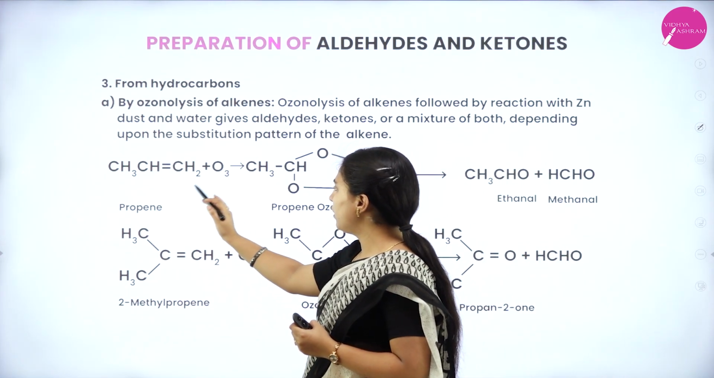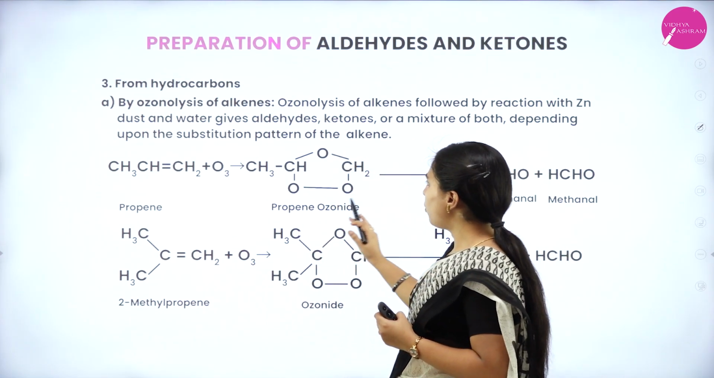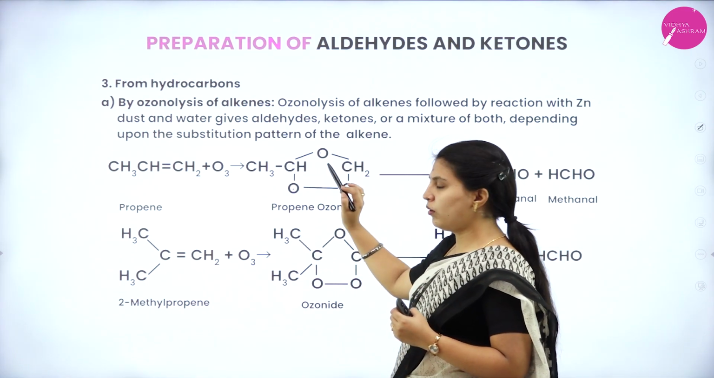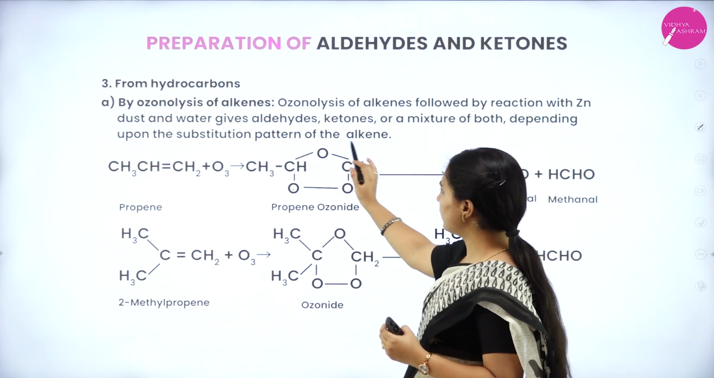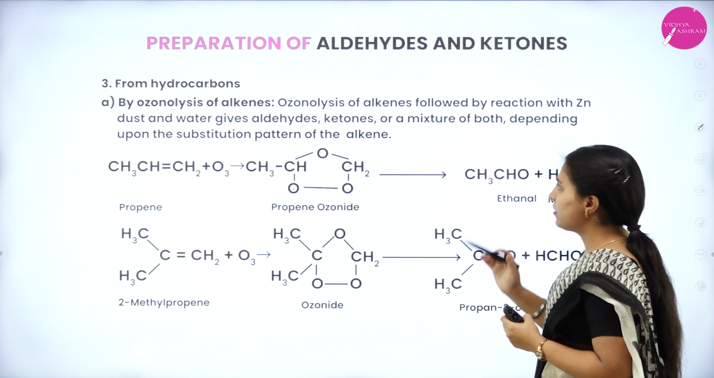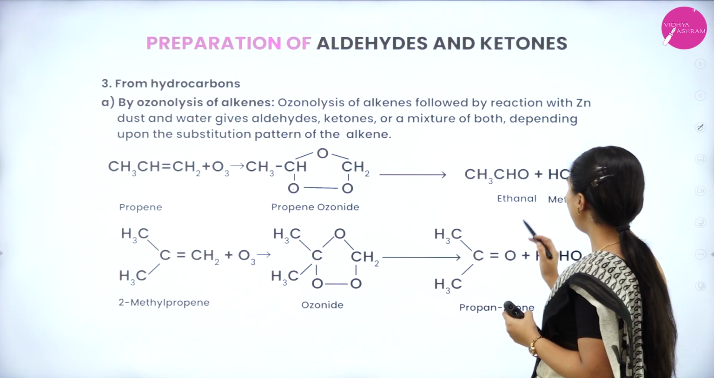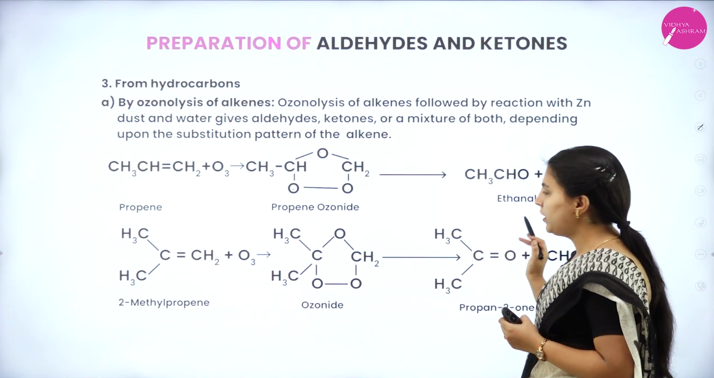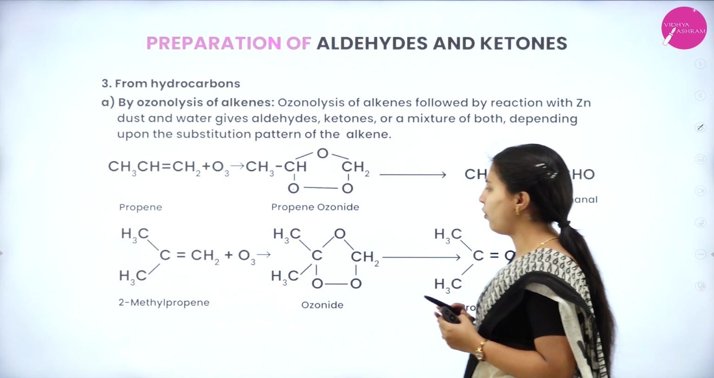So here propene with an ozone molecule, propene ozonoid will form. In the ozone, 3 oxygens will be there, and those 3 oxygens will form an ozonoid structure with the given alkene. In the presence of zinc dust and water, it will form ethanal and methanal, and both are the aldehyde forms, so ethanal and methanal will form.